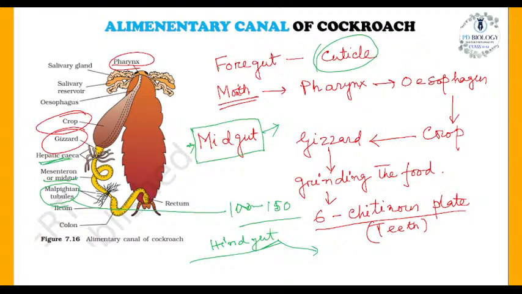Hindgut includes the ileum, the colon, the rectum. So rectum opens out through anus. So is it clear? The digestive system or the alimentary canal of cockroach. So let's move to the next part.